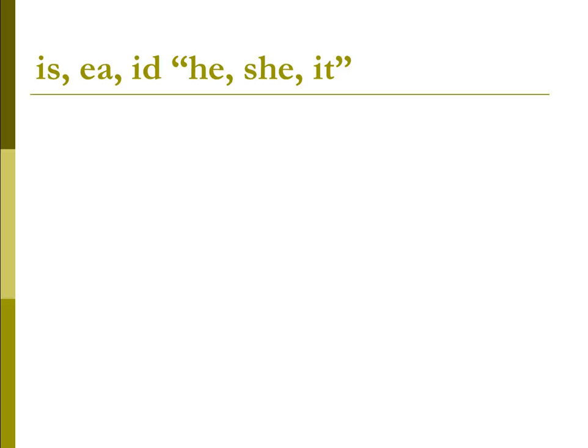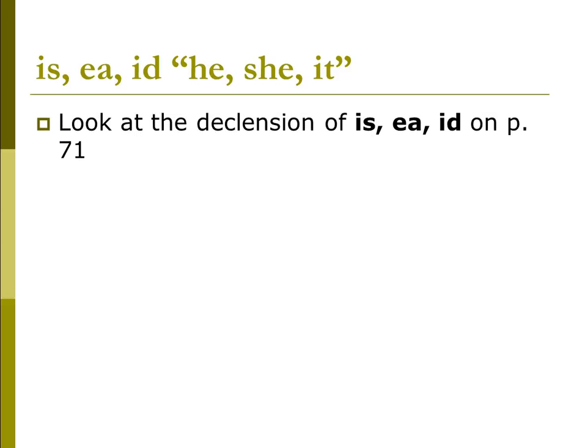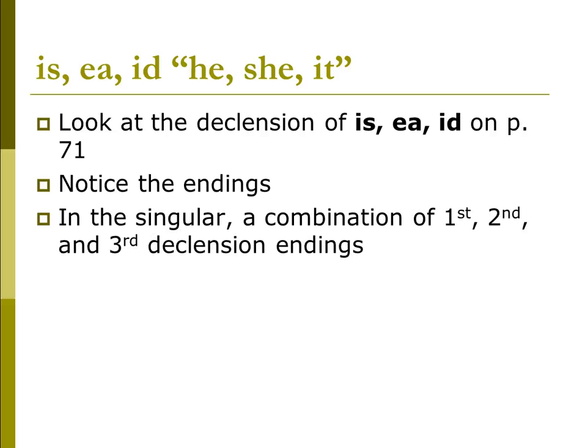With is, ea, id, which is he, she, it, or they, if you look at the declension of it on page 71, it should look fairly familiar. Notice the endings. In the singulars, which are presented at the top of that chart, is, ea, id, eum, eam, id, eo, ea, eo, you've got a combination of first, second, and third declension endings. The ablative looks exactly like we would expect from the first and second declension, as does the accusative, but the genitive and the dative look like third declensions.